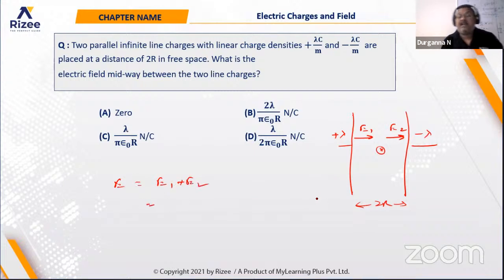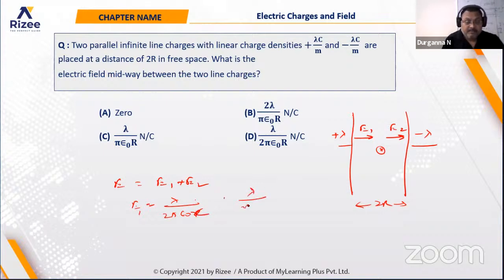The electric field because of a plate can be written as sigma by 2 epsilon naught plus sigma 2 by 2 epsilon naught. Sorry, the values have been given as lambda, so instead of sigma we can write lambda. What is the formula for lambda? For a line charge, the electric field can be written as lambda by 2 pi epsilon naught into small r. The distance is 2r, so from each wire the midpoint is at r.